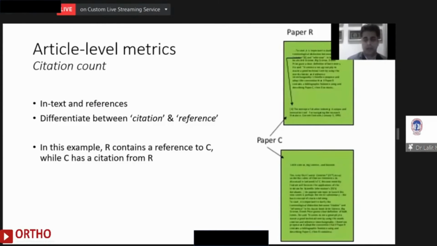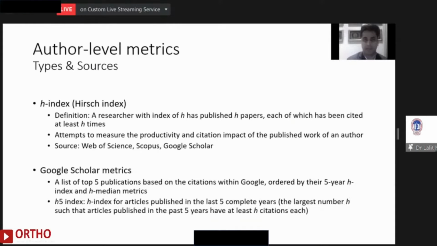I've put one article here which says paper R has a reference to paper C, whereas C actually has a citation from R. So that's how you understand what a citation is and what a reference is. Then, of course, there are author level metrics, which are the Hirsch index or the H index, which is the number of papers published, each of which have been cited at least that many times.